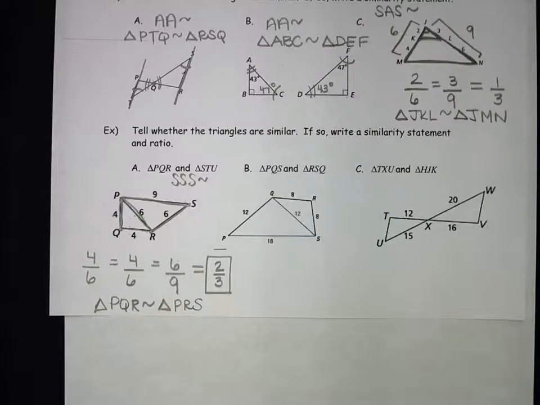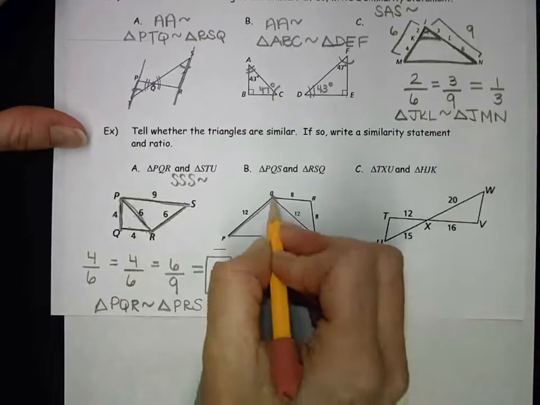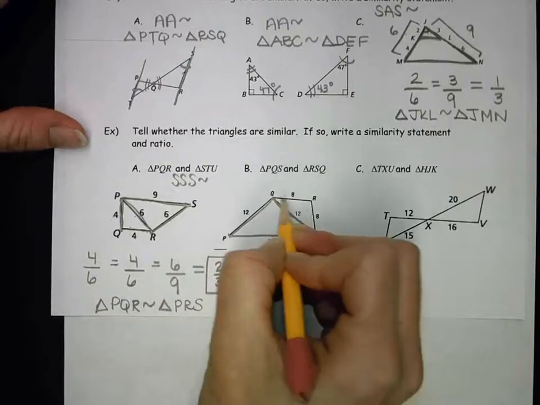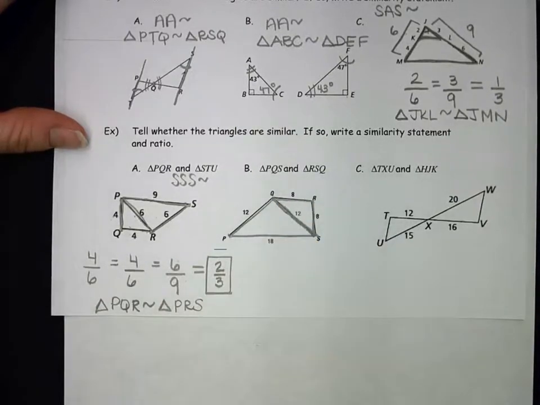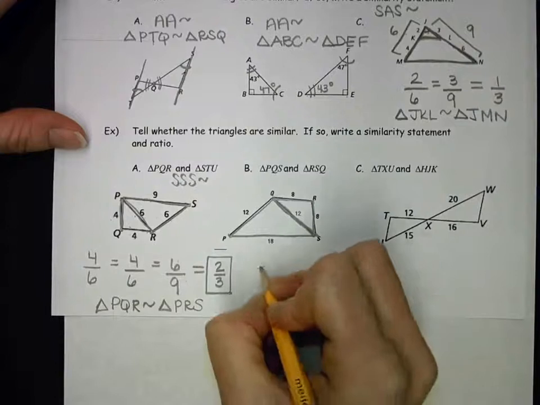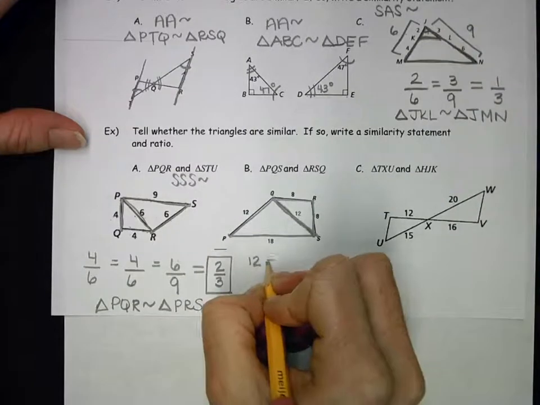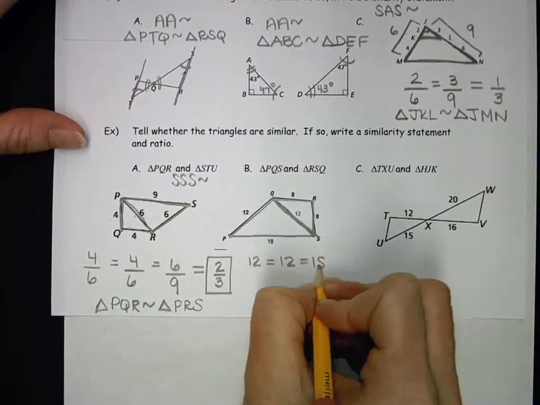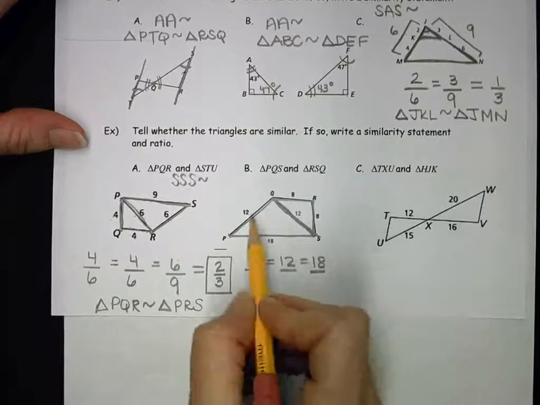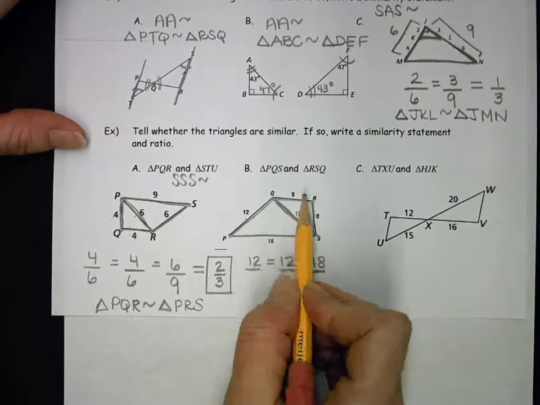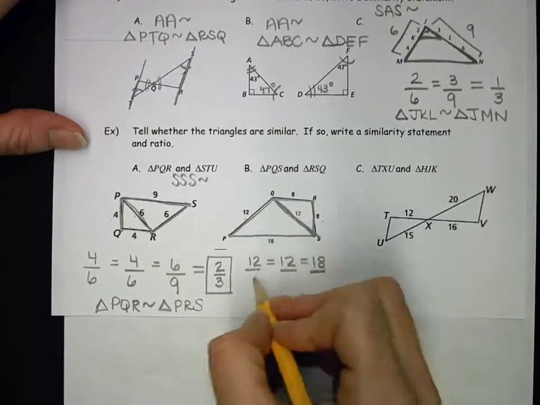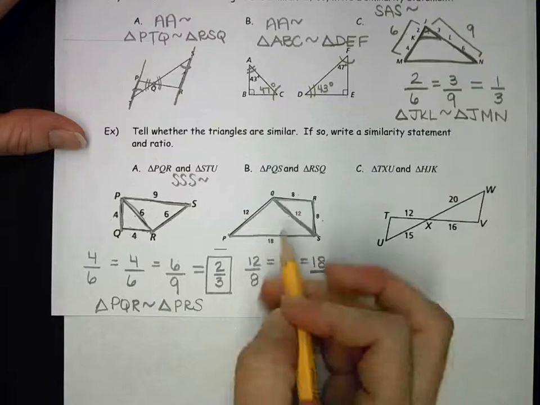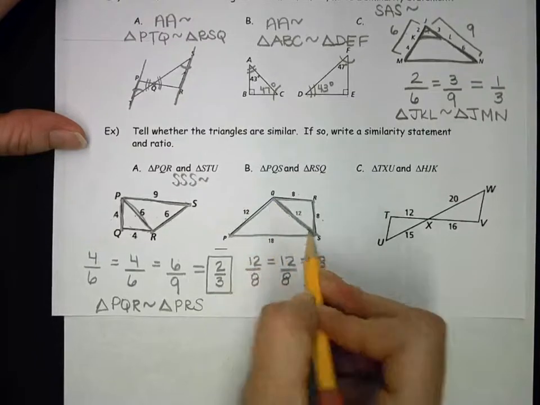All right, let's check our next similarity statement. We have PQS and RSQ. And again, as you can tell, we have an isosceles triangle here and an isosceles triangle here. So the first thing we're going to do is match up the isosceles triangle pieces. So we have a 12, and an 18. And this 12 and 12 in this triangle must correspond to 8 and 8. And this 18 must correspond to this 12.